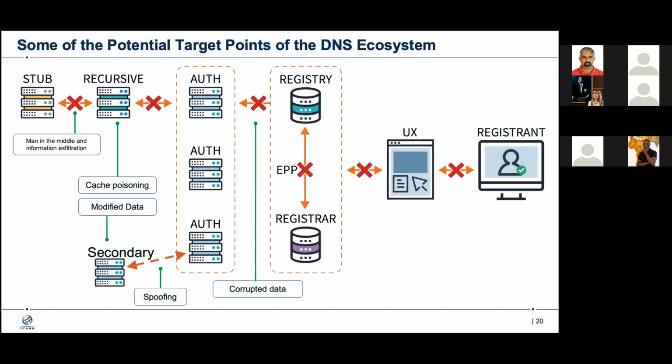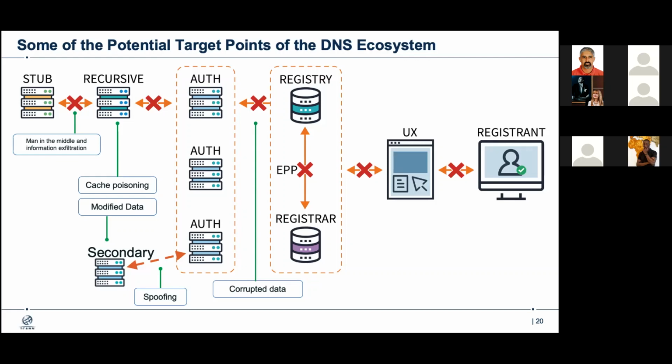And this is a good diagram that shows you the entire DNS infrastructure and the target points in the ecosystem. So let's start on the left-hand side. The stub is basically the piece of DNS software on an end-user device, such as a laptop, or even an Android phone, or maybe even an iPhone.